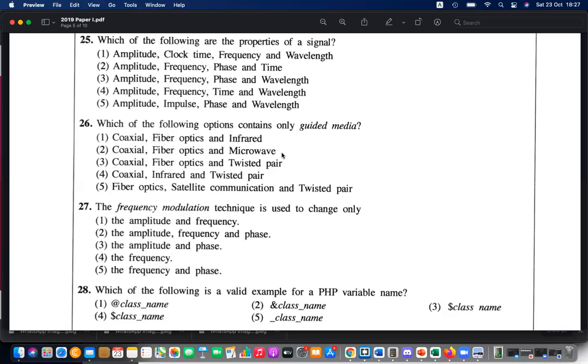Microwave is also a wave. Infrared can go only 5 meters, 10 meters range, but microwave can travel a long distance like 50 kilometers. Even satellites are using microwave. Both infrared and microwave are unidirectional.